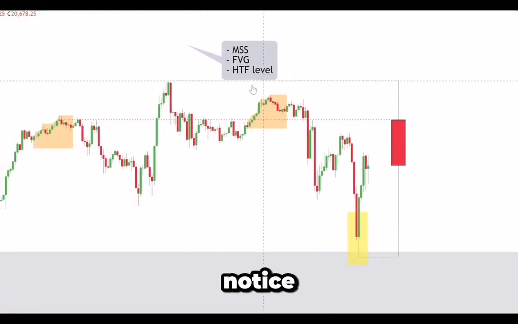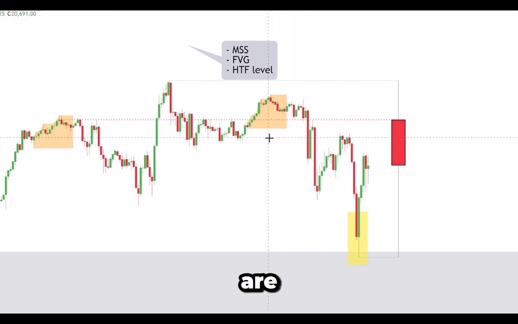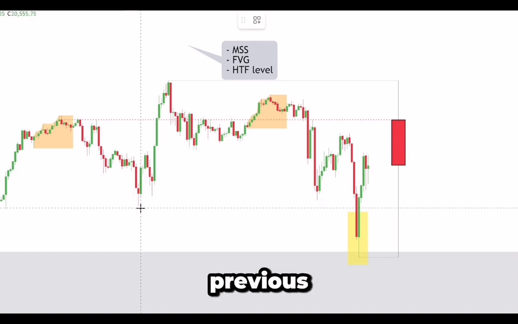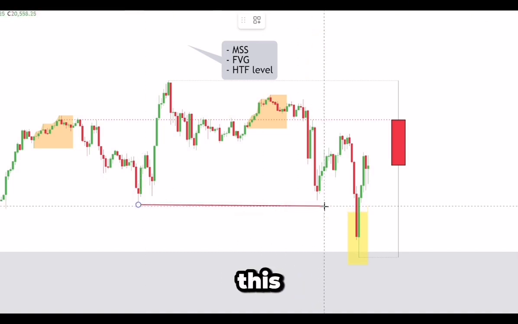The first thing is, notice how we're below the Asian range, therefore we are by default below the daily opening. You always want to be buying below the daily opening, and even better, the weekly opening. This is very important. But the second thing, for those who have a sharper eye, is that we've taken out the previous day low. Right, we've actually taken out this previous day low.